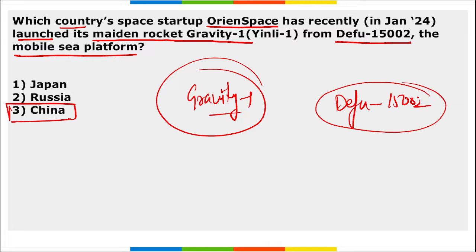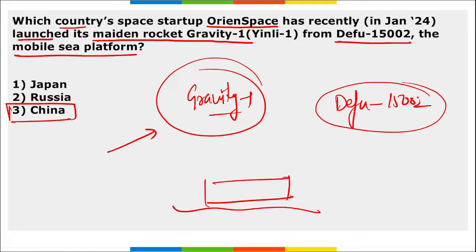So what is this DEFU 15002? It is a platform on the sea where you can land or launch rockets from, right? It is a mobile sea platform. And from there only this Gravity 1 was launched.